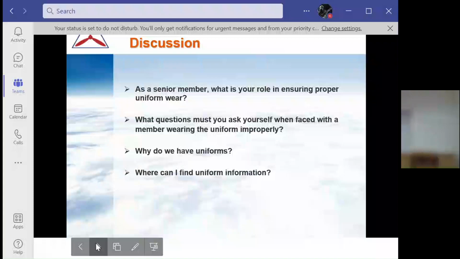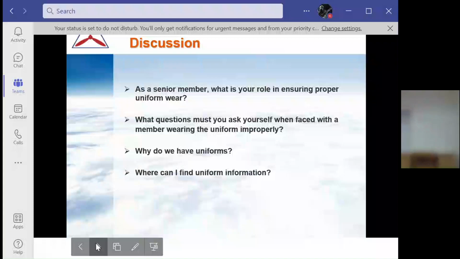What are the three main categories of CAP uniforms? Main categories. Oh, like service uniform, dress uniform, working uniform, or corporate uniform. Yeah, so there's two styles, corporate and USAF. Okay, and then you have categories: the working, service, and dress. I think for working they call it field. I'm not 100% sure on that one. We may call it the field uniform.